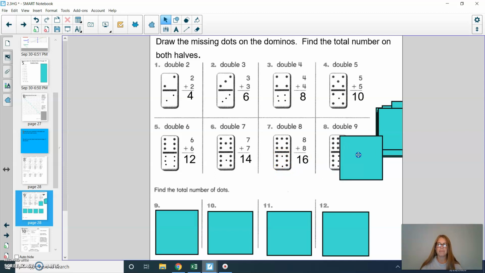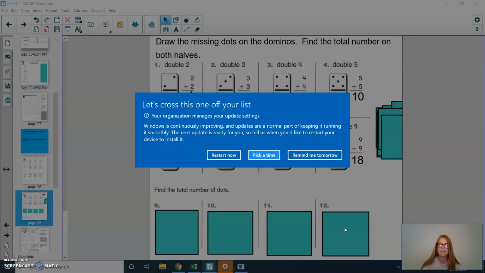Double 9, 9 plus 9 is 18, and I filled in 3 dots to finish my domino. For the bottom, we want to find the total number of dots. If you haven't already, can you press pause, solve the bottom, and then press play when you're ready to hear the answer?